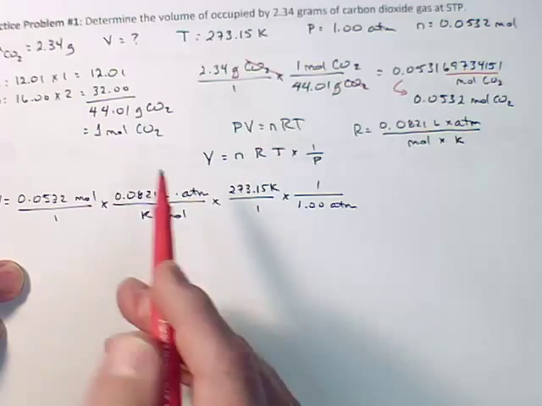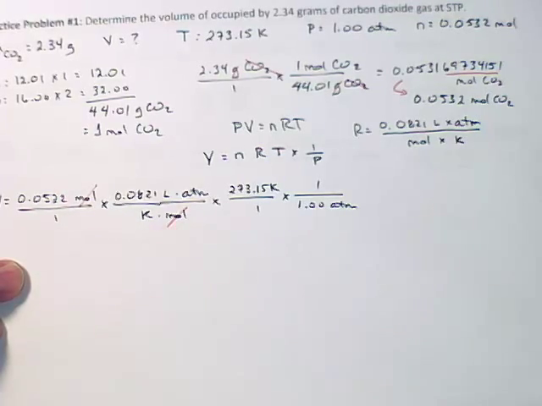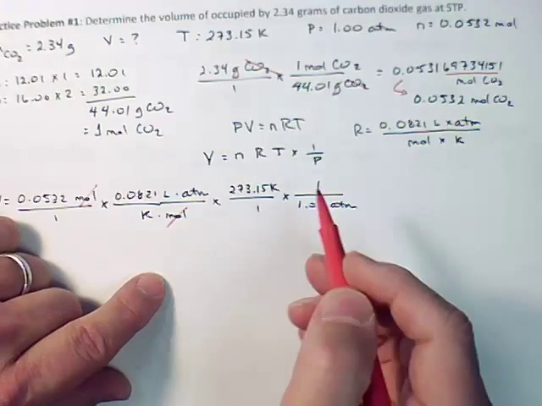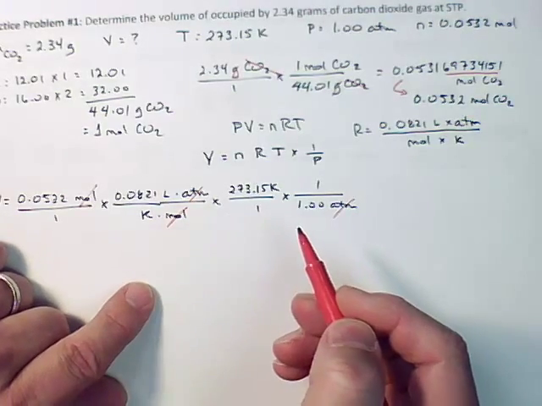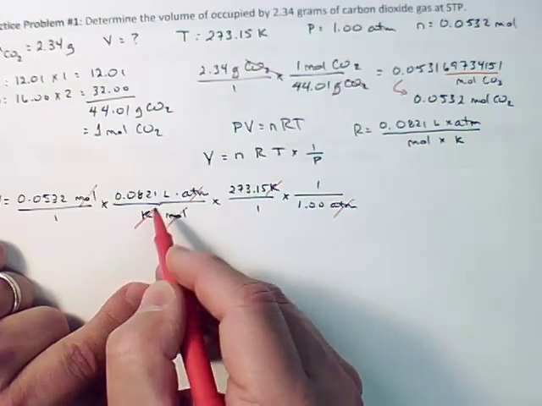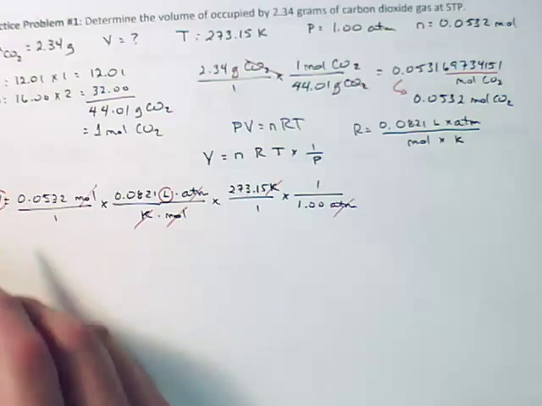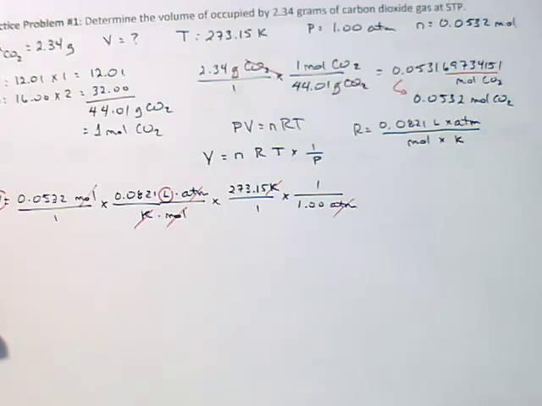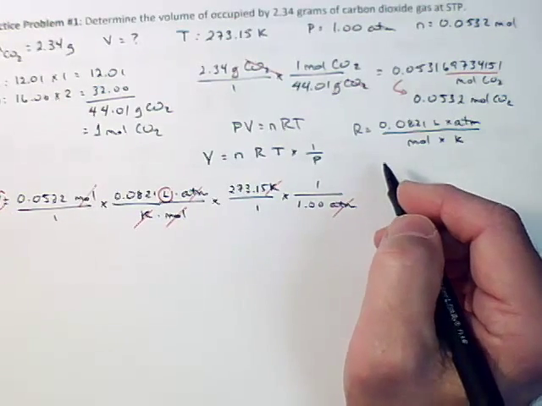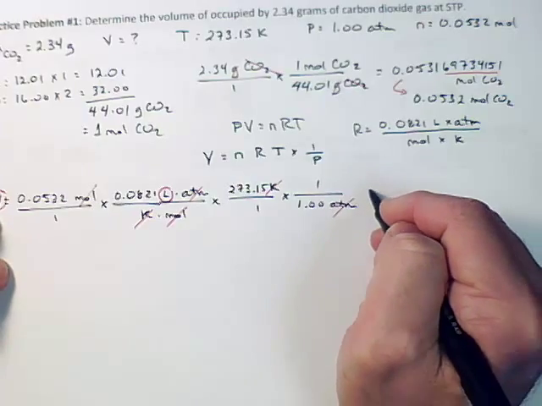We can cancel out a bunch of stuff. Moles cancel because anything on the top and bottom like that get canceled. Atmospheres cancel. Kelvin cancels. We're left with liters, which measures volume. We know we probably set it up right. Then we do the math.